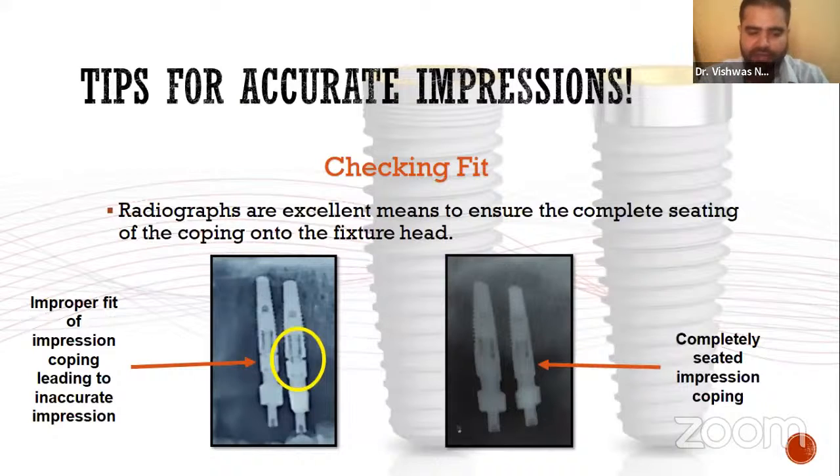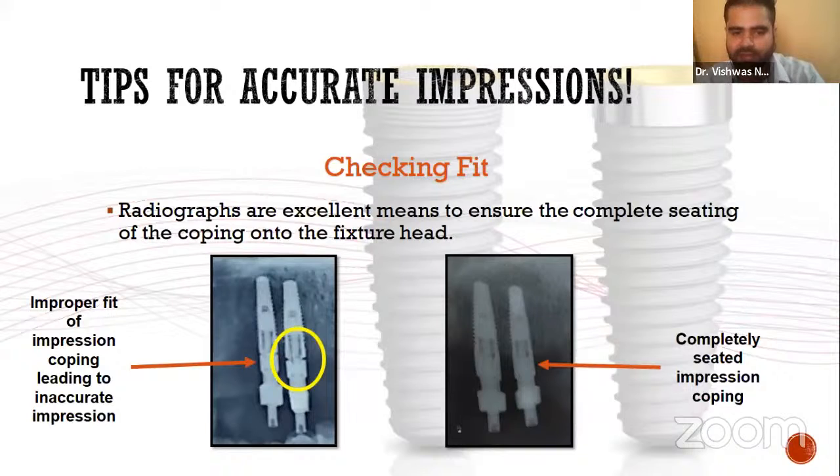So there are some tips I would like to share for making an accurate impression. First is checking fit. Always make it a habit to take an IOPA to verify the fit of your components, whether you are going for an impression coping or a prosthetic abutment. Always make an IOPA to verify that it is completely seated, because even a properly made impression will lead to an inaccurate restoration if the prosthetic components are not properly seated.